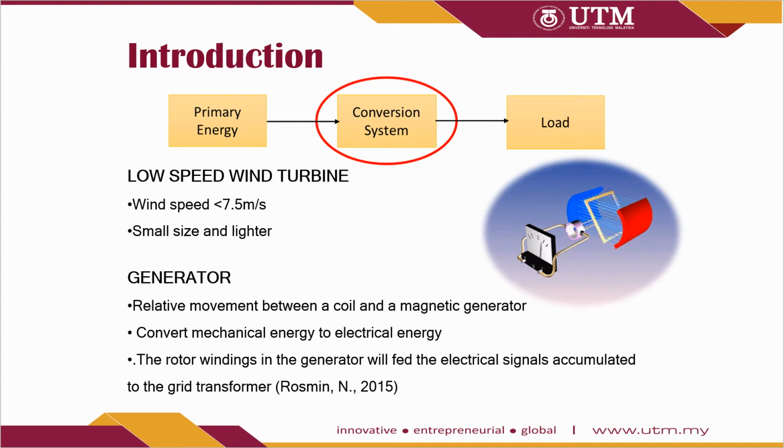Secondly, the conversion system. Here comes in the generator. A generator has a relative movement between a coil and magnetic generator. The rotor windings in the generator will feed the electrical signals to the grid transformer. A generator also converts mechanical energy to electrical energy. And the load here is the electricity produced from the generator.